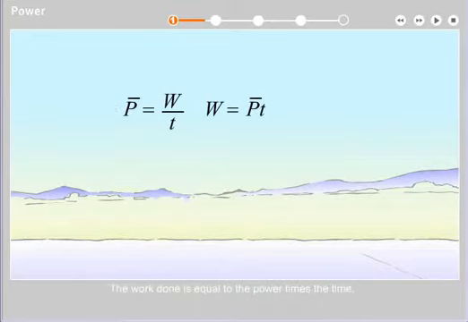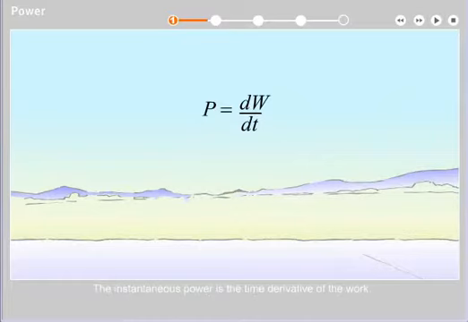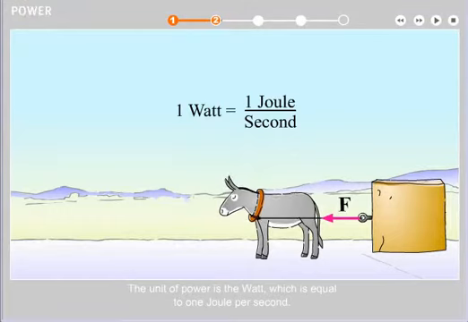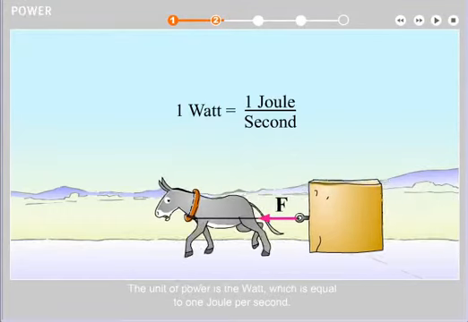The work done is equal to the power times the time. The instantaneous power is the time derivative of the work. The unit of power is the watt, which is equal to 1 joule per second.